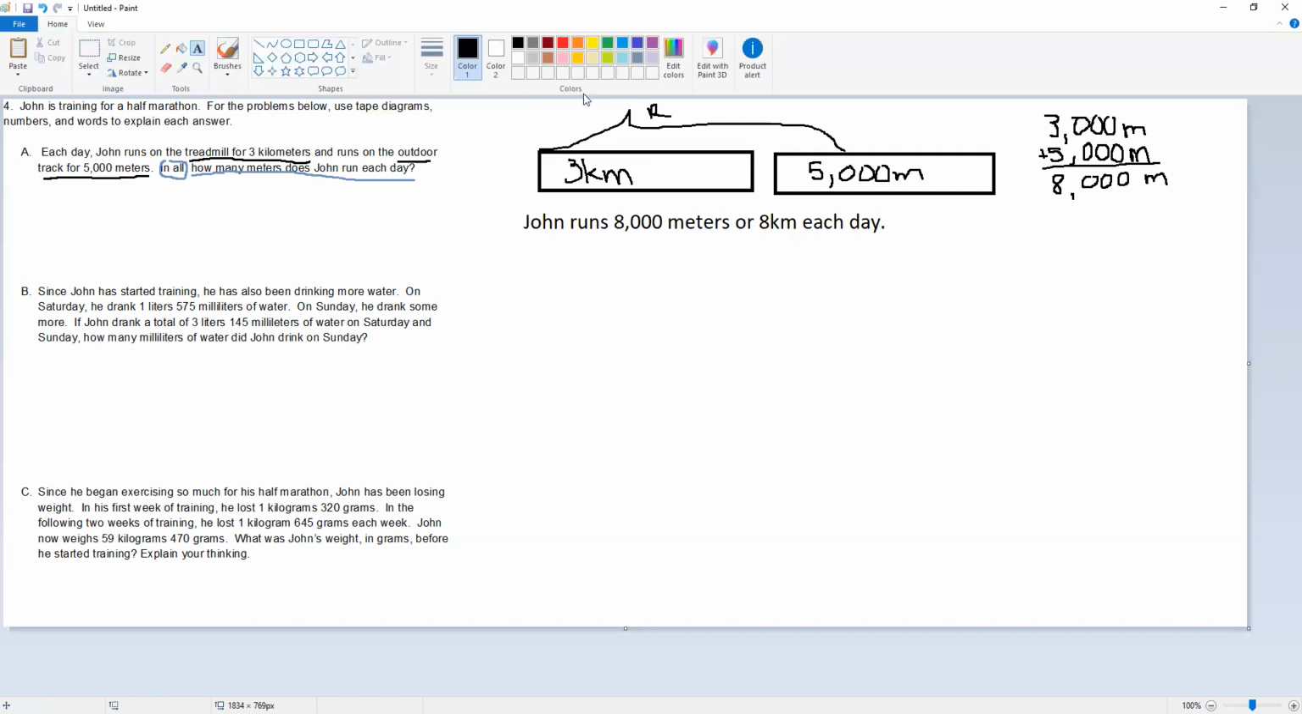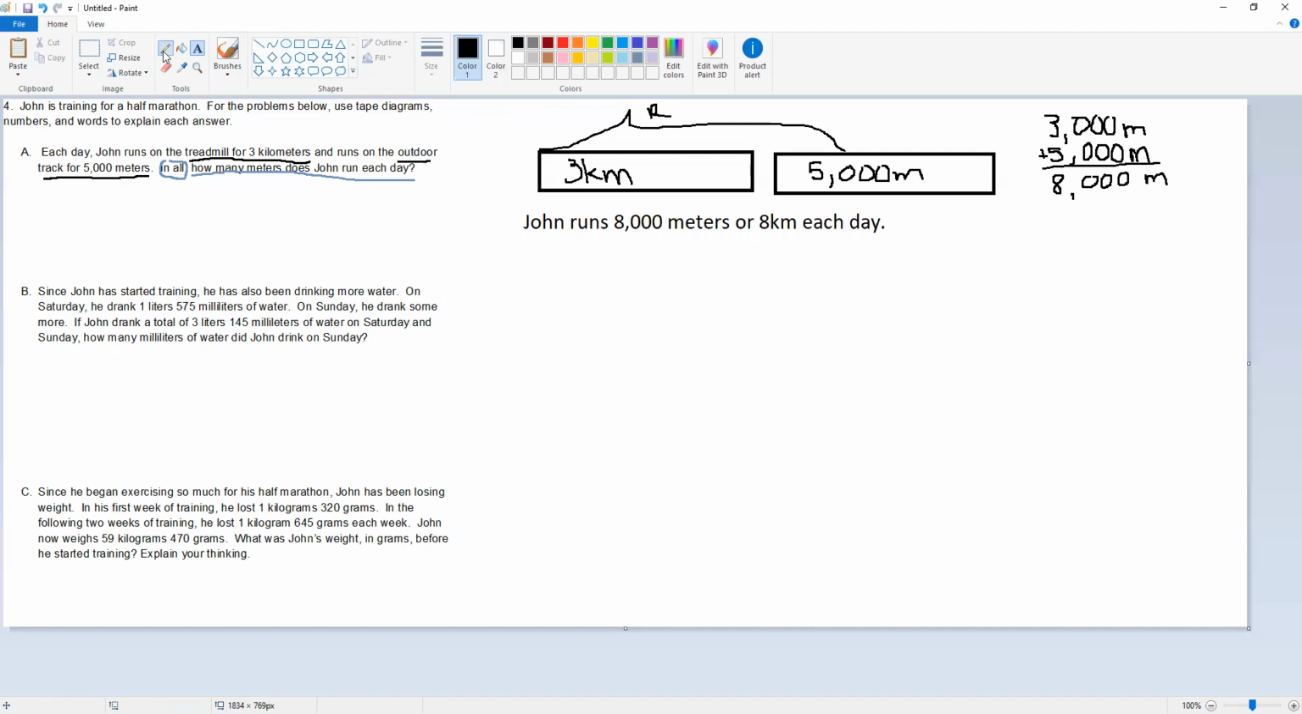Okay, now let's look at this one. This one says, since John has started training, he has also been drinking more water. On Saturday, he drank 1 liter, 575 milliliters of water. On Sunday, he drank some more. If John drank a total of 3 liters, 145 milliliters of water on Saturday and Sunday, how many milliliters of water did he drink on Sunday?